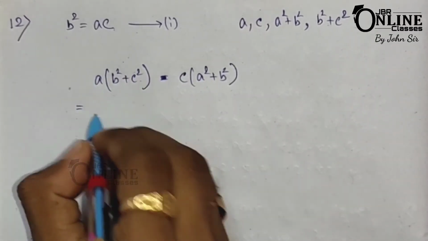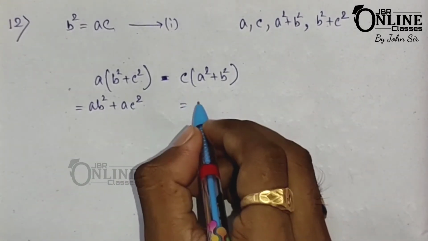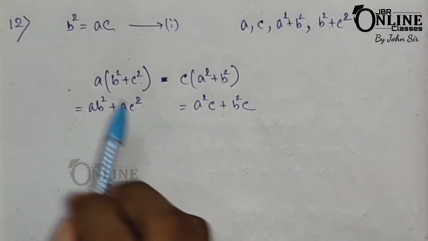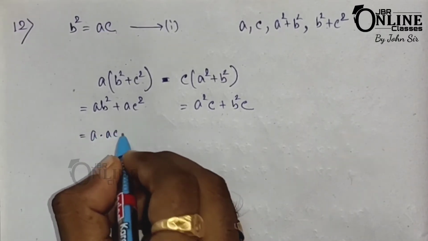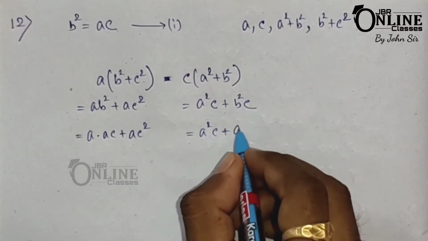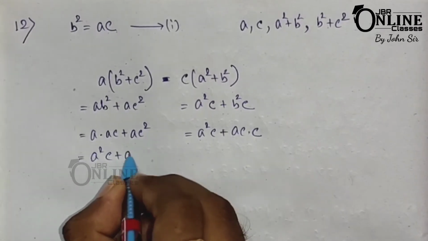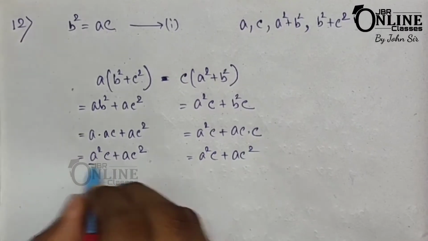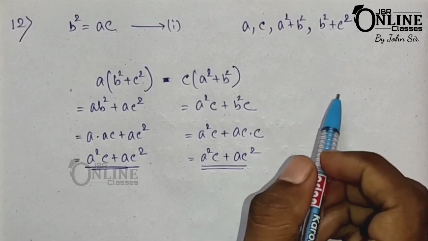So in the first side, ab square plus ac square. Okay, and the second side, a square c plus b square c. Now you know the value of b square equal to ac. So just put down the value. So a into ac, and here ac square. Here also a square c and b square equal to ac, so ac into c. So here a square c plus ac square, and here a square c plus ac square. So these two sides are equal, that means these four numbers are in proportion.